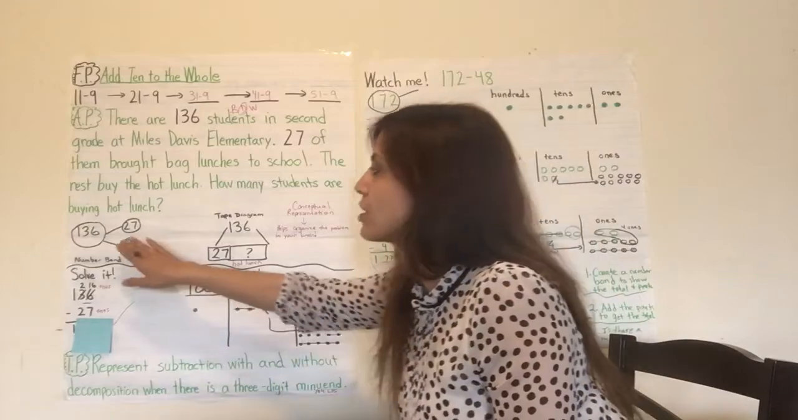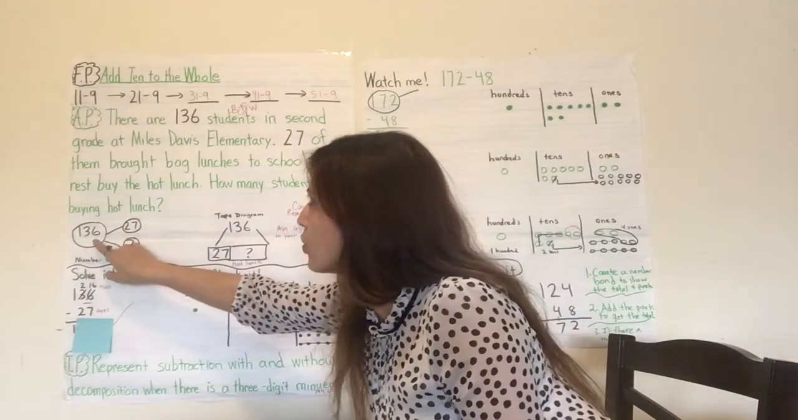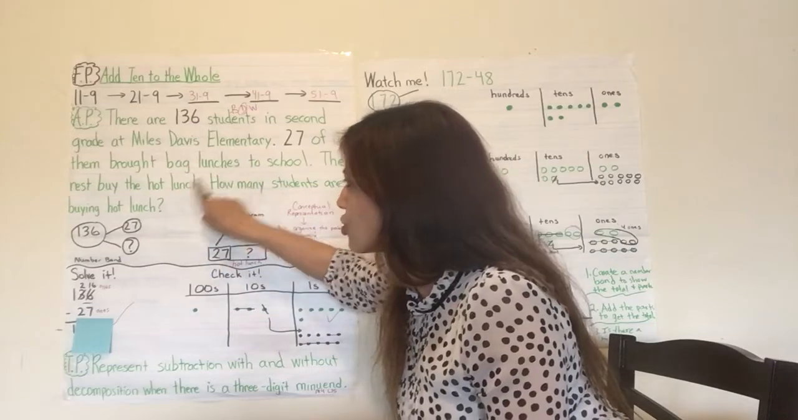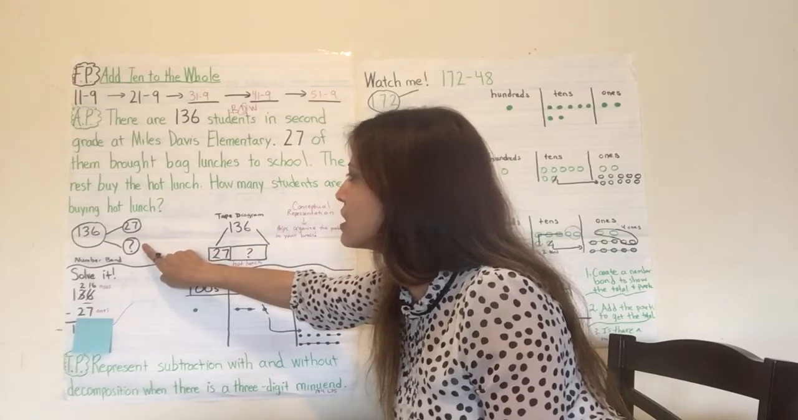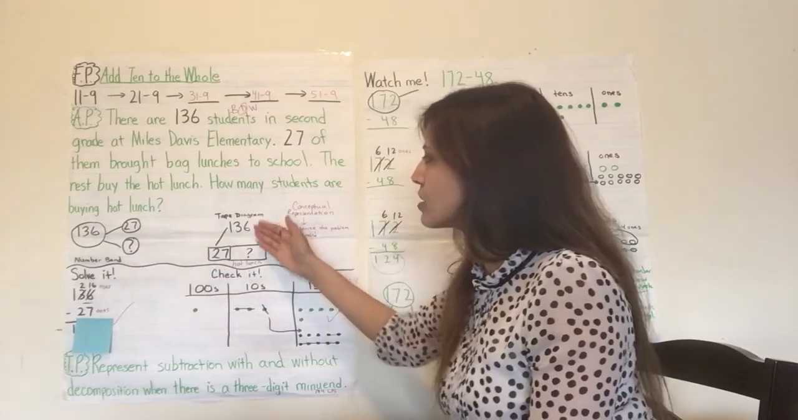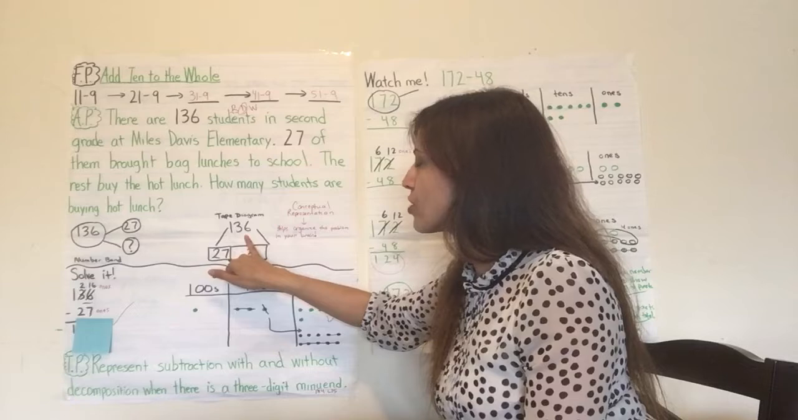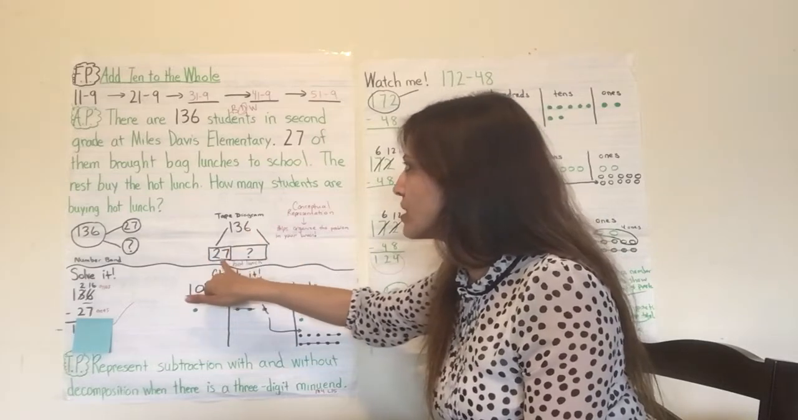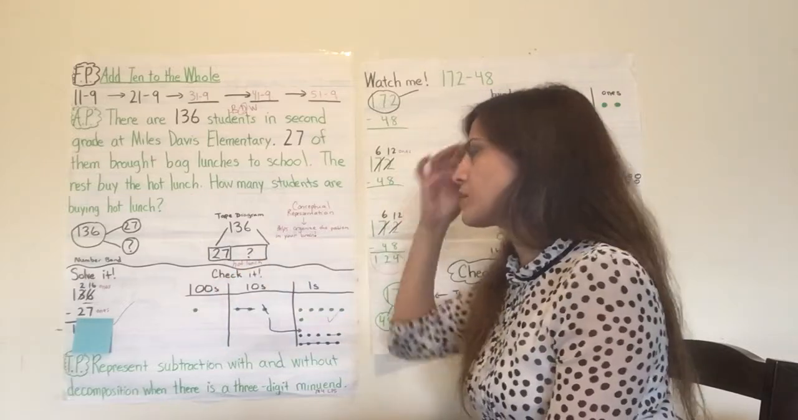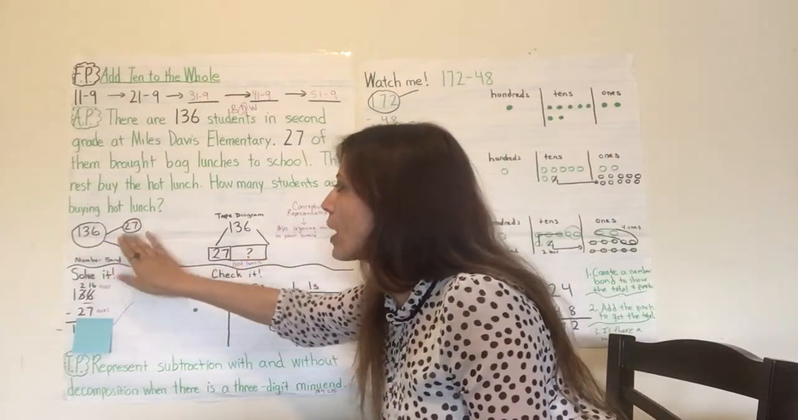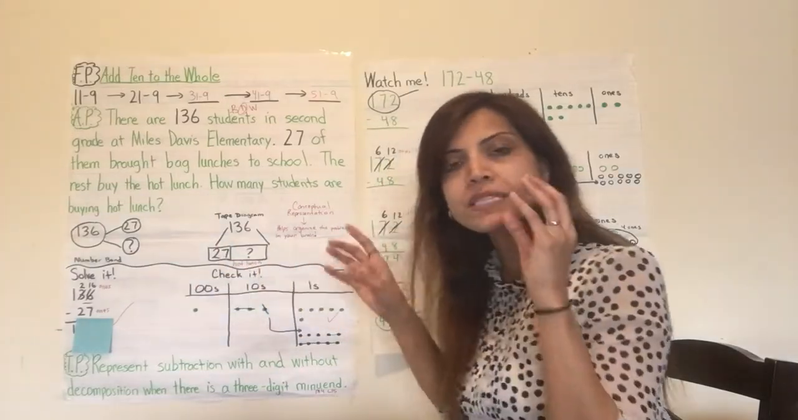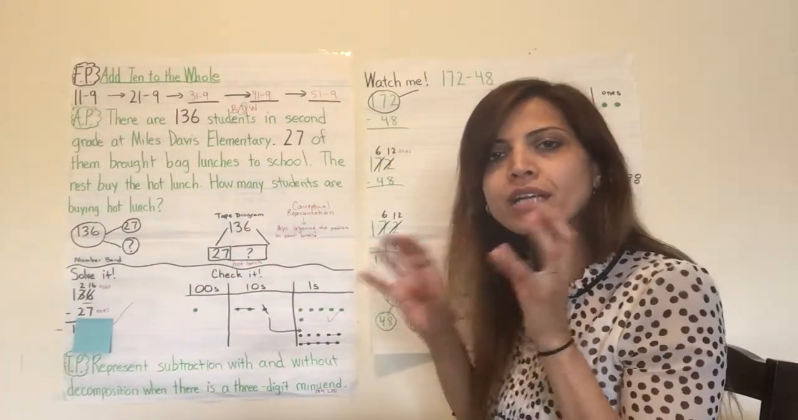So here I represented it using a number bond, 136 as a total, right? 27 students bought bag lunches, and we do not know how many students bought hot lunches. So this helps me conceptually see it. Moving on, I use a tape diagram for 136 on the top, 27 representing the bag lunches, and hot lunches are missing. So again, whole, part, one part is missing. It helps me see the whole-part connection.